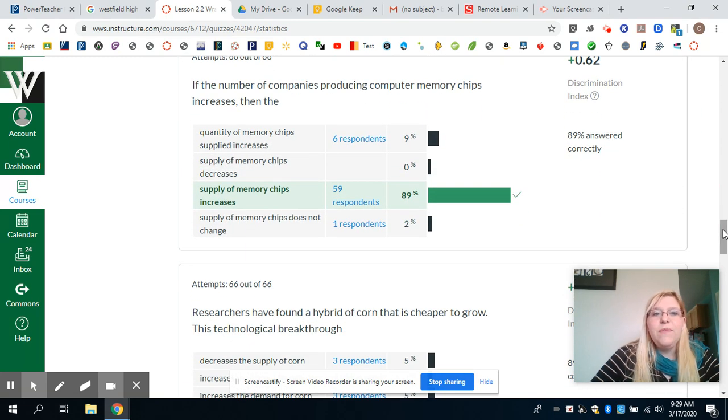Okay, let's go down. If the number of companies producing computer chips increases, that means there are more people producing computer chips, then the supply increases, okay? So it's just straightforward. If there's more people producing it, there's more supply available. That's a supply shifter.